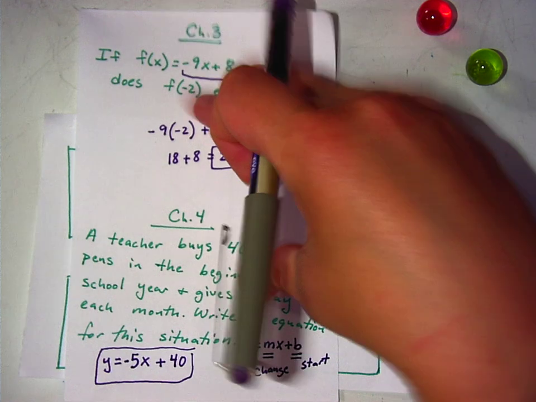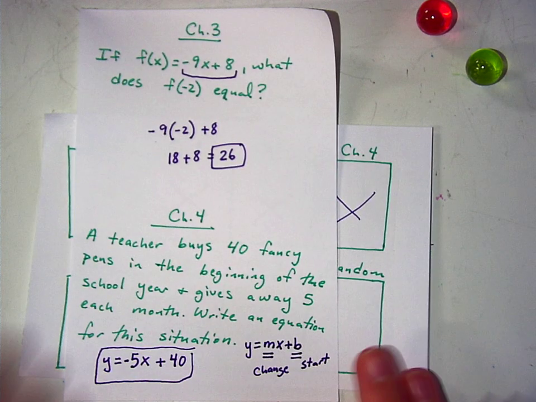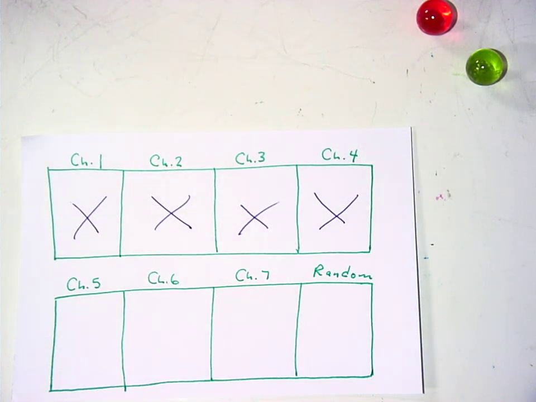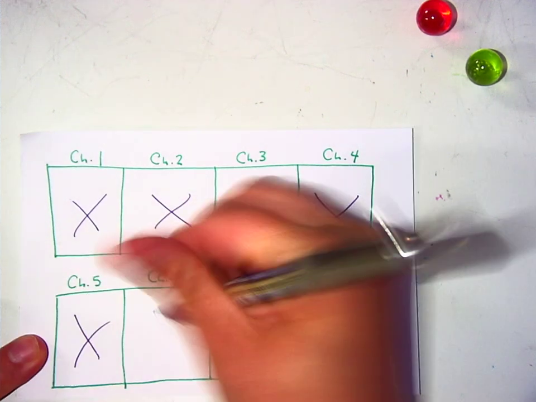All right. How many points do you have so far? Let's see. You could have 2,400 points. That's a lot of points, man. All right. Chapter 5 and Chapter 6. Here we go.